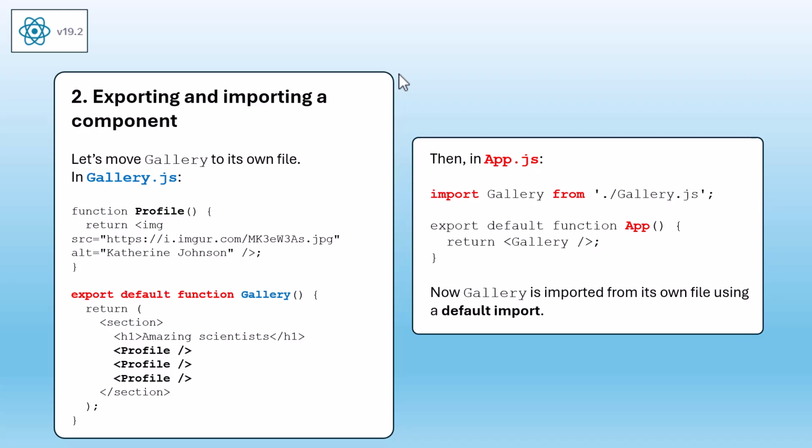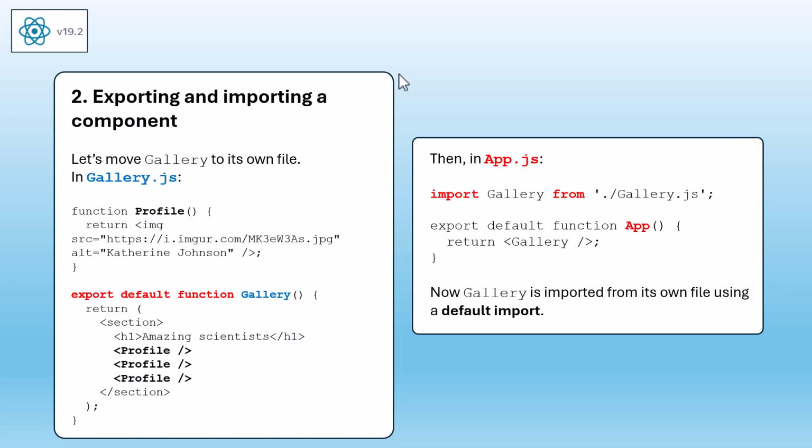2. Exporting and importing a component. So, how do we move components into their own files? There are 3 simple steps. Create a new file for your component. Export the component from that file. Import it wherever you need to use it.